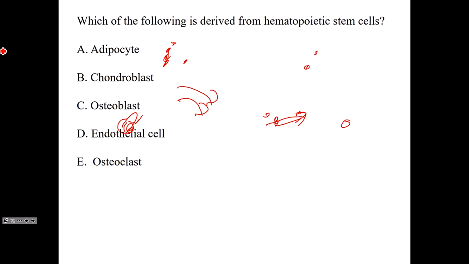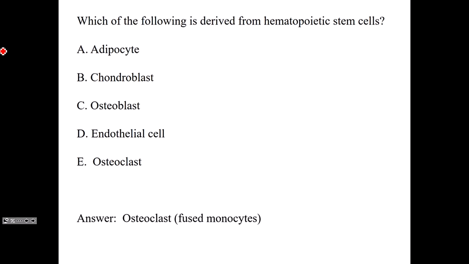Here is our question for lecture number 1, connective tissue. Which of the following is derived from hematopoietic stem cells? Go back to one of those first slides I showed you. Which one of these different cellular components of connective tissue is a hematopoietic stem cell derivative as opposed to the mesenchymal cell derivative? Okay? Osteoclasts. There's our answer.